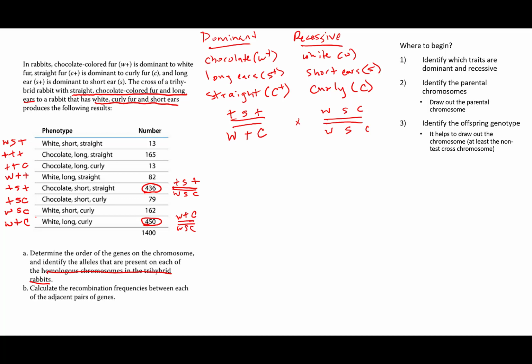Okay, I have all of my offspring. Okay, and I have them written out so that I can kind of view it. So my next step is I need to calculate the percent recombinance for each gene pair. So let's pick, it doesn't matter which one I start with, I'm going to just pick one. Let's say I'm going to start with white and short.